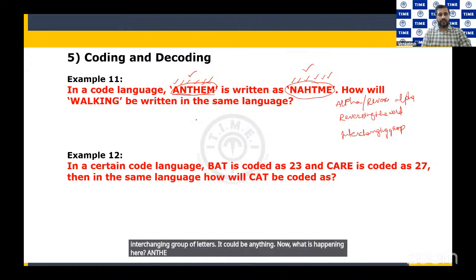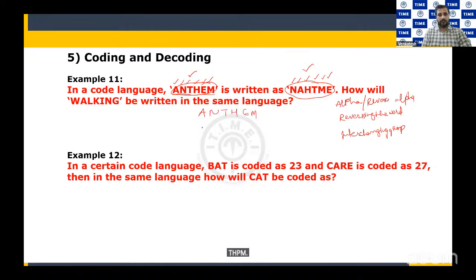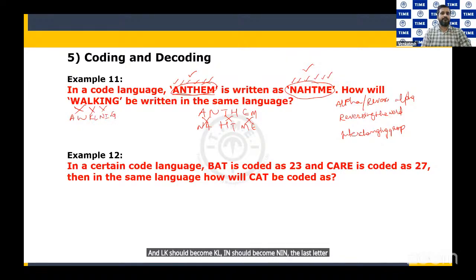ANTHEM becoming NAHTME. It means they just got reversed in pairs. Similarly, for the word walking, WA should be reversed to AW, LK should become KL, IN should become NI, and the last letter will remain the same. That's it. Next.